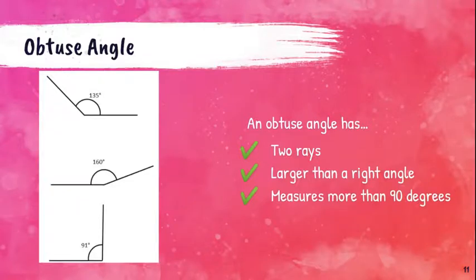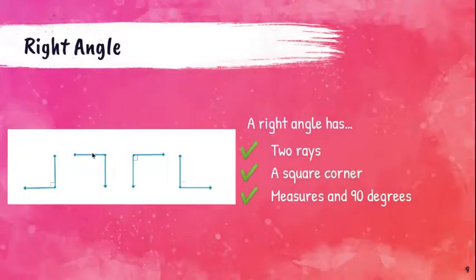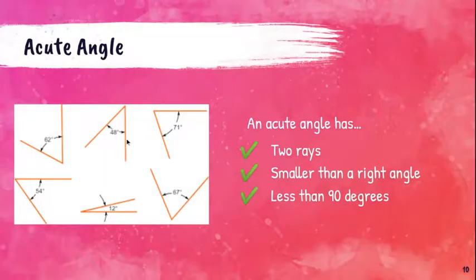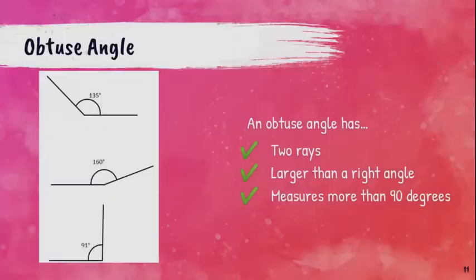So the difference between acute and obtuse: acute angles are smaller. They measure less than 90. So they are less than a right angle. They are less than 90, all of these numbers. Obtuse angles are greater. They are more than 90 degrees. So they are larger than a right angle. They are bigger.